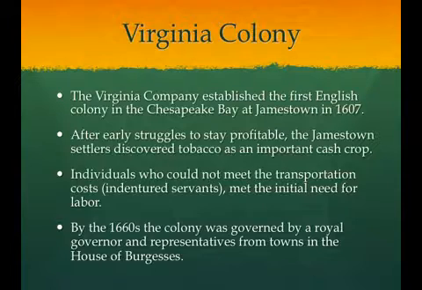By the 1600s, the colony was no longer self-governing. The Virginia Company was essentially dissolved, and a royal charter was implemented, and a royal governor was sent to govern the colony. However, there was a representative institution called the House of Burgesses. It's called the House of Burgesses because the people who composed it were burghers. They were townspeople. So the towns were able to send representatives to it.